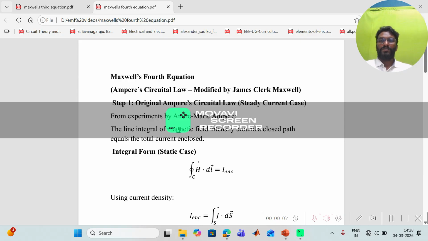If EMF scares you, don't worry. Today we are going to break it down in the simplest way possible. And now in this video, we are seeing about Maxwell's fourth equation, which says that electricity and magnetism are not separate forces. When electric field changes with time, they generate magnetic fields. This dynamic coupling between electric field intensity E and magnetic field intensity H is mathematically expressed in terms of Maxwell's fourth equation. It is also called the modified Ampere circuit law, which was modified by James Clerk Maxwell.